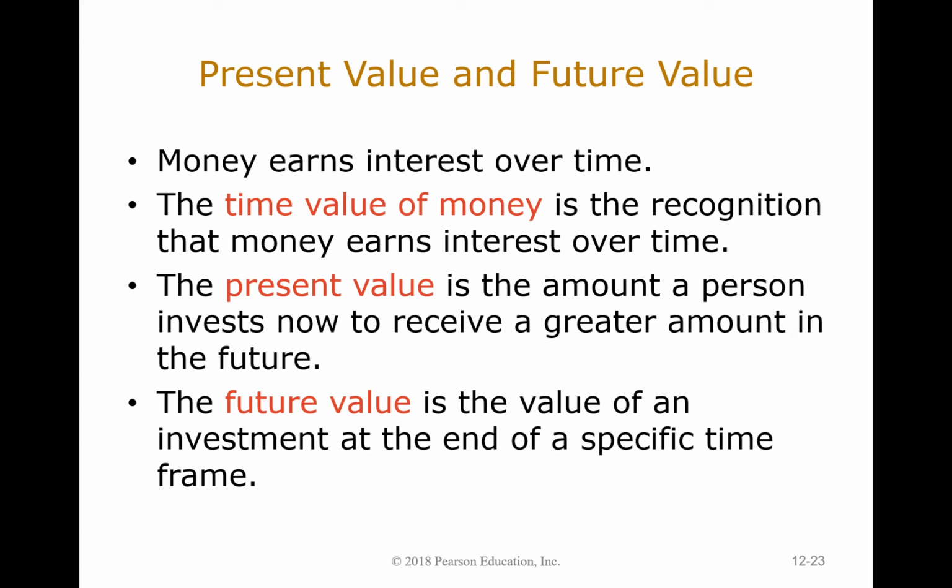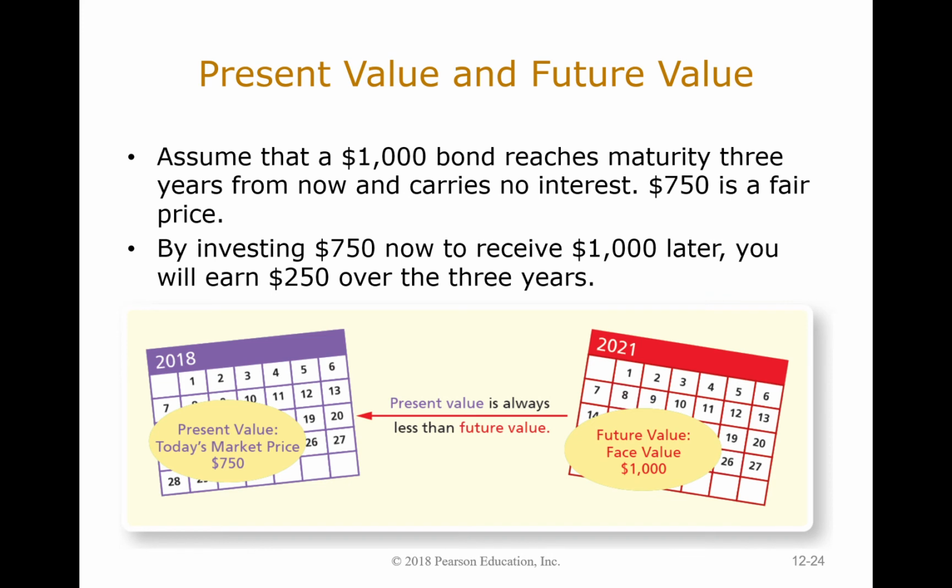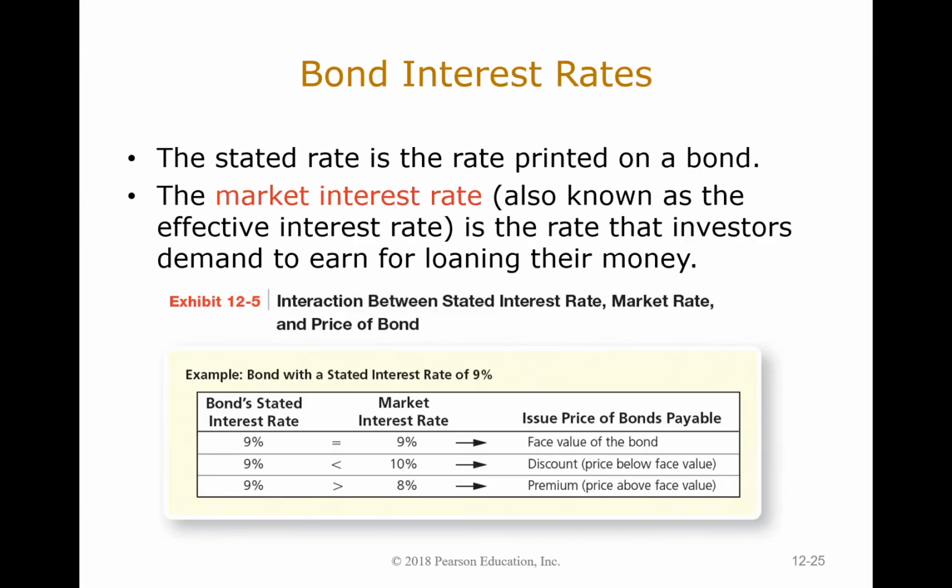So when we look at this, there's going to be some things here, and I'll try to go through this as distinctly as possible. But when we assume that a $1,000 bond reaches maturity 3 years from now and carries no interest, $750 is a fair price. That's an assumption. So you're investing $750 now to receive $1,000 later. You're going to earn $250 over the 3 years.